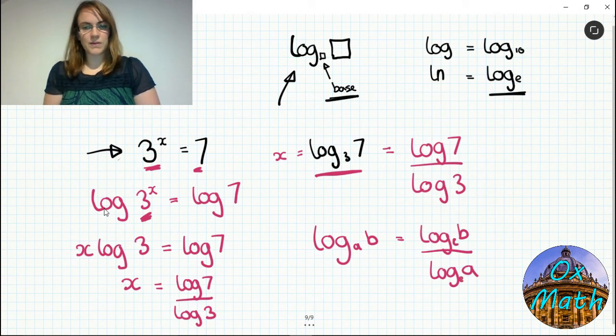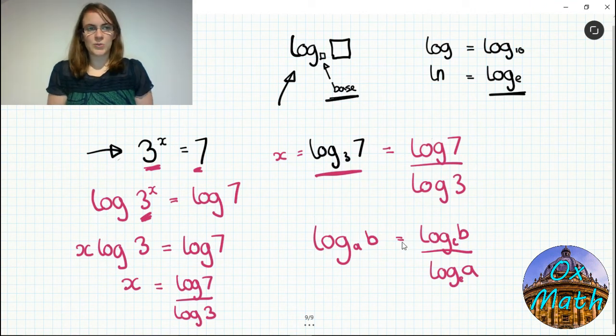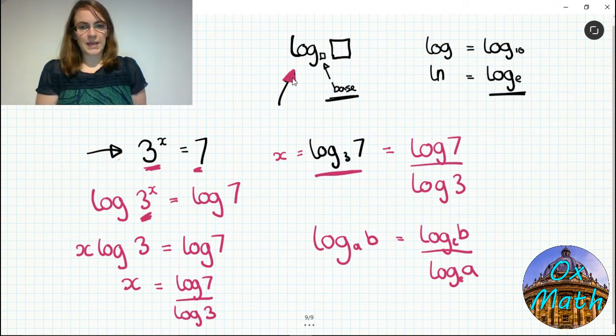As long as both of them are the same, you can change the base to any base you like, but we often use log base 10 or log base e, which is ln, because that is what most calculators can do, although these days a lot of calculators can allow you to type in any base you like. So that is called changing the base, and it is another useful property of logarithms.